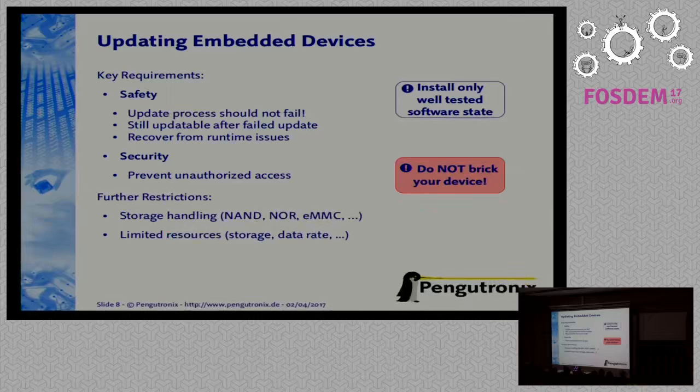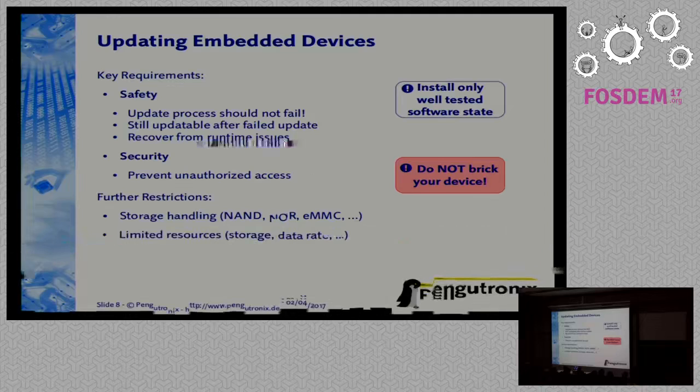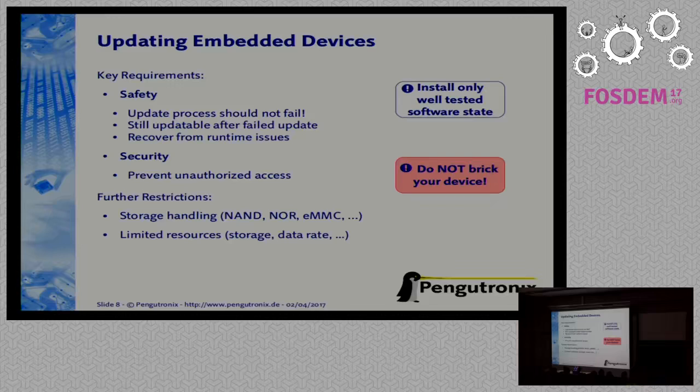So one golden rule for updating an embedded system to not make it fail is to only install well-defined states. So this means the entire state with all components tested together. And the major rule we have when updating an embedded system, we do not want to break the device. We have to do everything to avoid this.